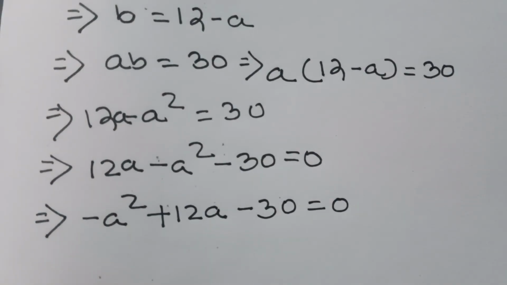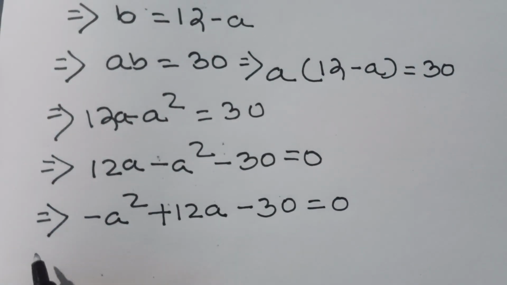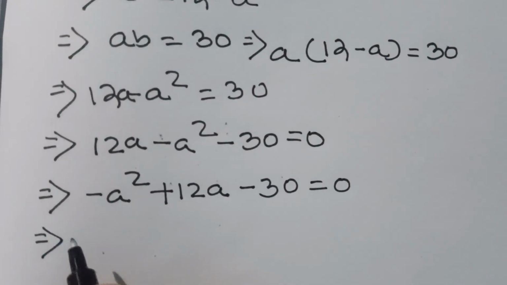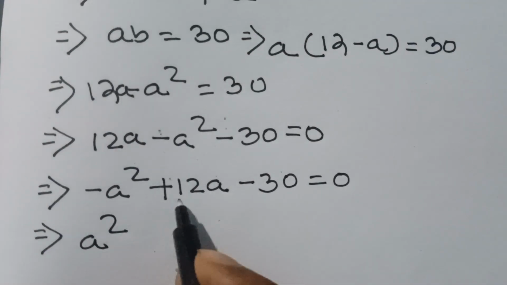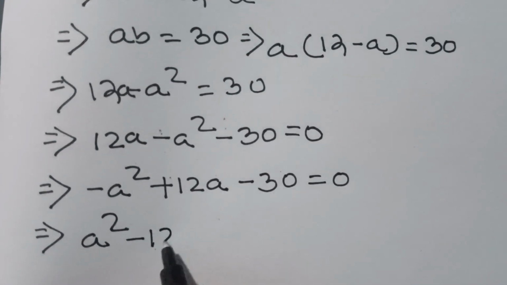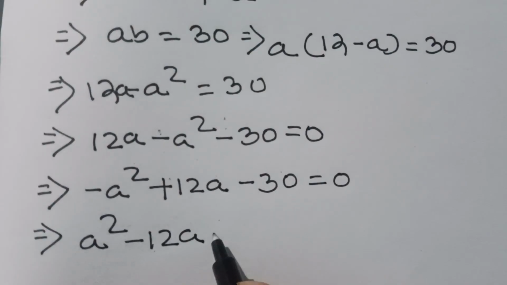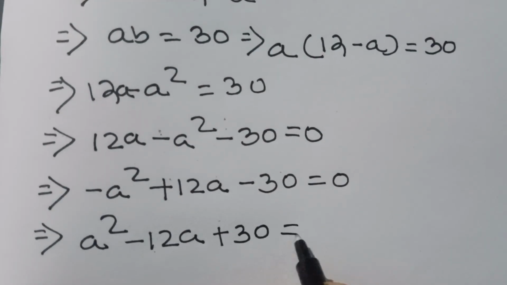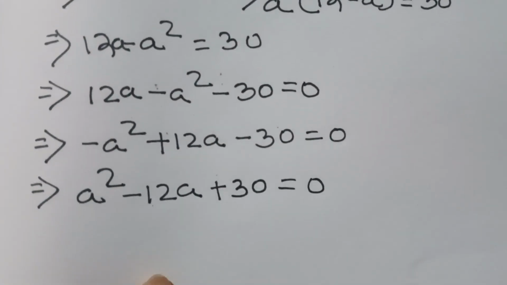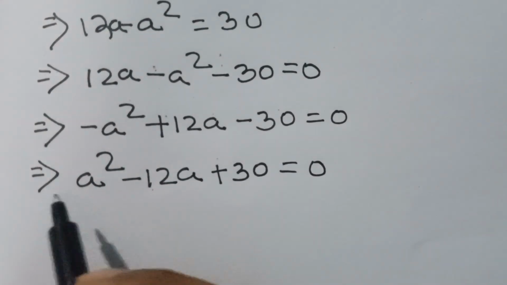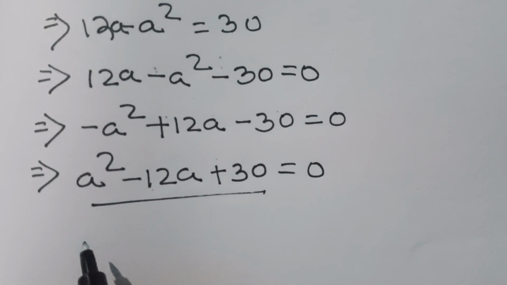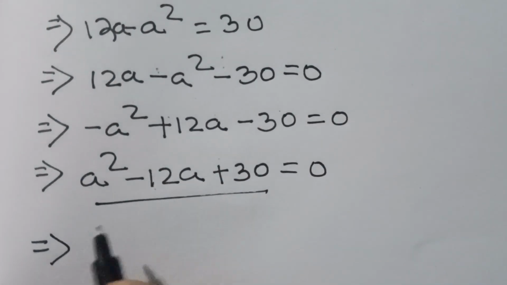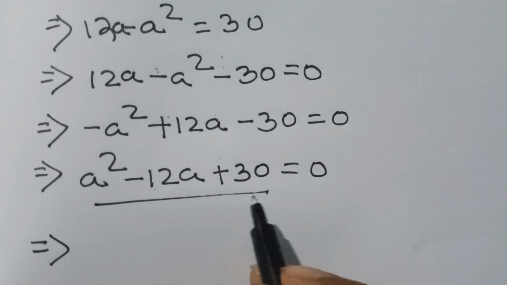Now we'll multiply this entire equation by negative 1. So this will be a square minus 12a plus 30 is equal to 0. As you can see, we have a standard quadratic equation like this, so now we'll use the quadratic formula.